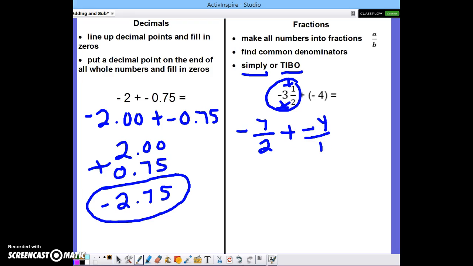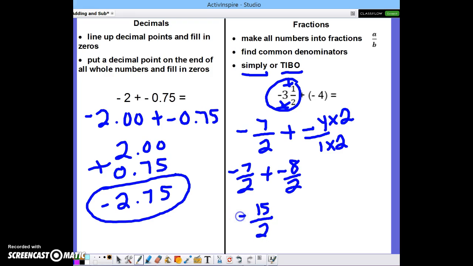So both numbers now look like fractions. Our next step is to find a common denominator. I have a 2 and a 1. My common denominator is going to be 2. So the 7 over 2 is fine, but I need to multiply the top and the bottom of this fraction by 2. So that gives me -7 over 2 plus -8 over 2. My signs are the same, so I can add. 7 plus 8 gives me 15 over 2. Keep your sign. Again, I have negative 15 over 2.